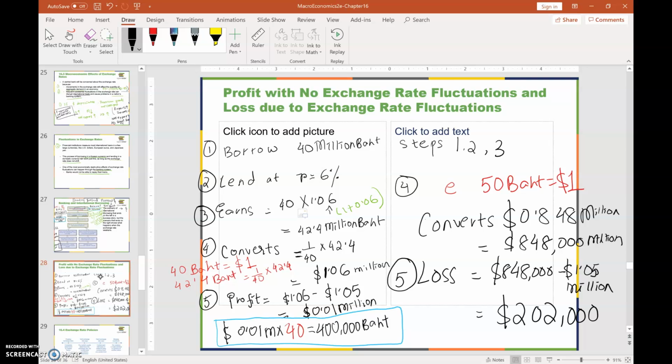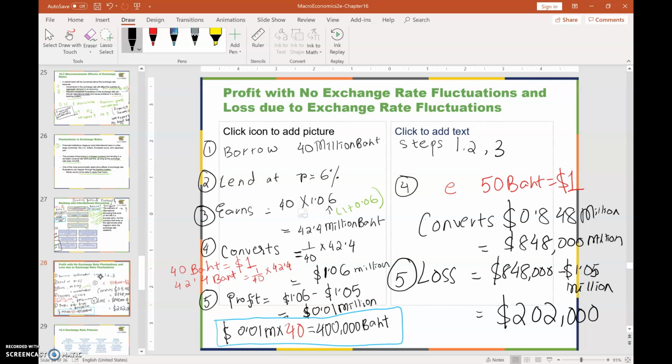Now they are going to convert this 42.4 million baht into US currency. The exchange rate is 40 baht is equal to $1. So 42.4 baht is 1/40 times 42.4. The units are going to be in millions. So they end up with 1.06 million US dollars.